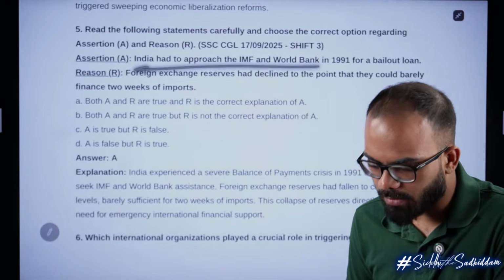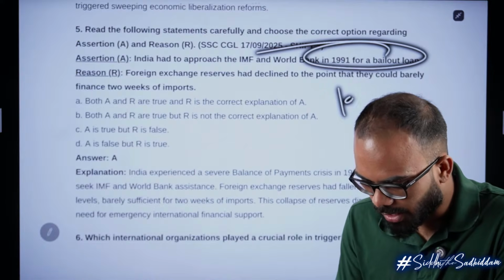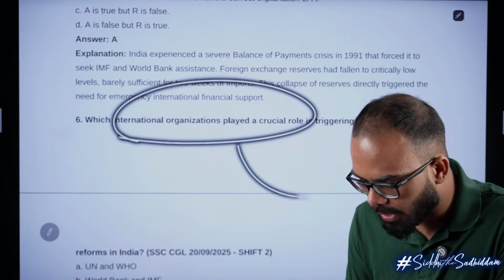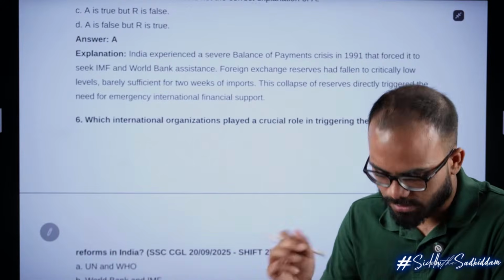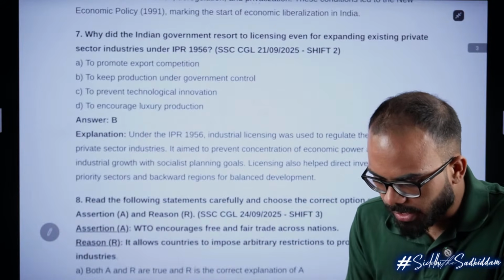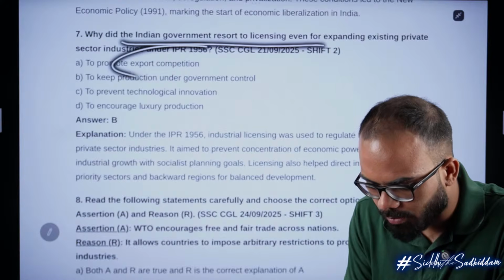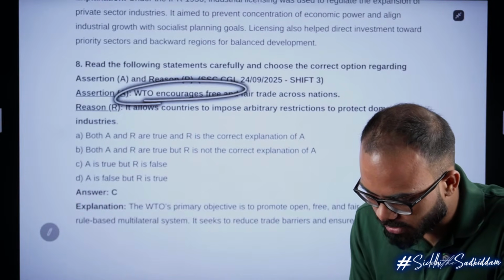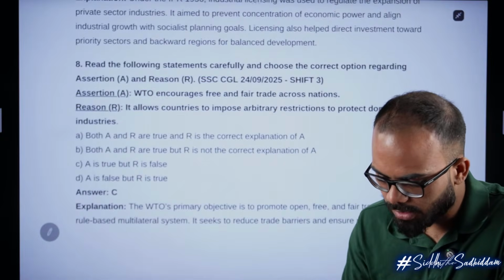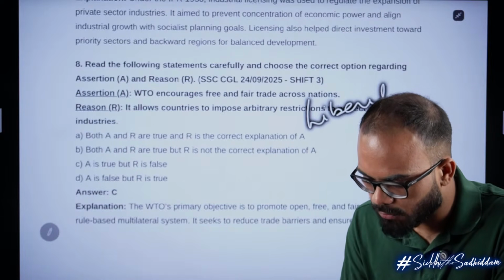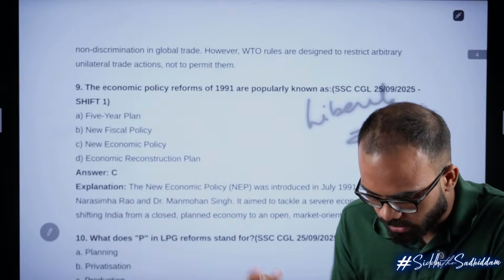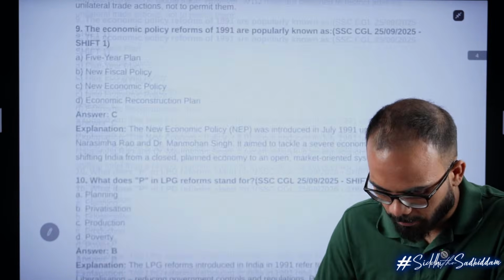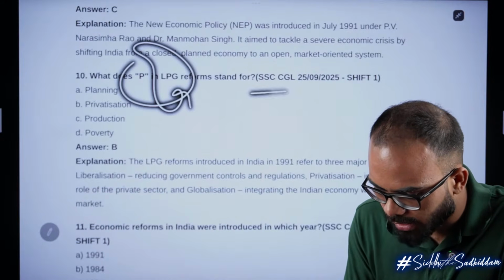See the next question. India had approached the IMF and World Bank in 1991. Again, the 1991 economic crisis. Which international organizations played a role in the 1991 crisis? Next question. Why did the Indian government resort to licensing under IPR 1956? One more question. World Trade Organization encourages free trade activities, etc. This is also based on the liberalization of trade topic. One more question. Economic policy reforms of 1991. Again a question from the CGL paper. P in LPG reforms stands for?